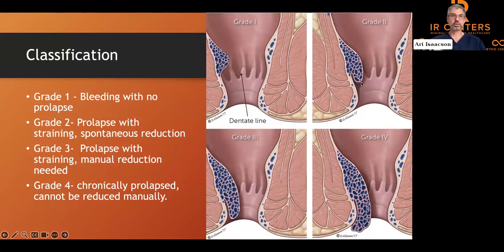A type 2 will stick out, but it will also go back on its own. It doesn't require being pushed back in. It will just kind of go back in on its own. Whereas a 3 does require a manual reduction, or someone putting their finger in and pushing it back in. And the grade 4 is the most severe, and that actually is fixed. It cannot be reduced. It's stuck in that prolapse position.